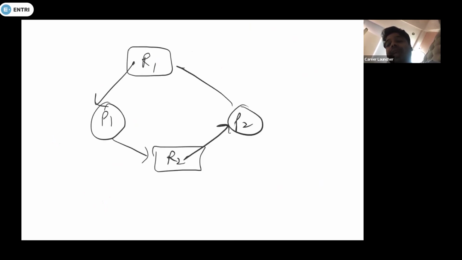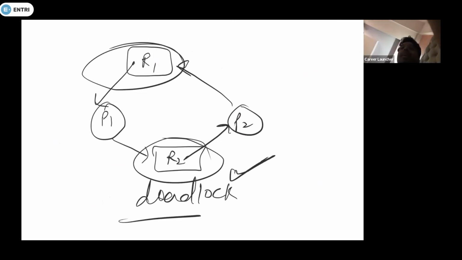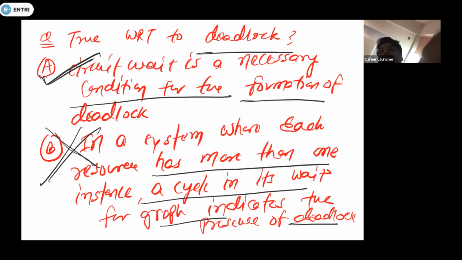Then cycle, then we can say deadlock. If all the resources are single instance type and there is a cycle, then we can say deadlock. But if there is more than one instance, then we can't say through a cycle whether it is deadlock or not. If resources are more than one instance type, then we use banker's algorithm to check whether deadlock will occur or not.